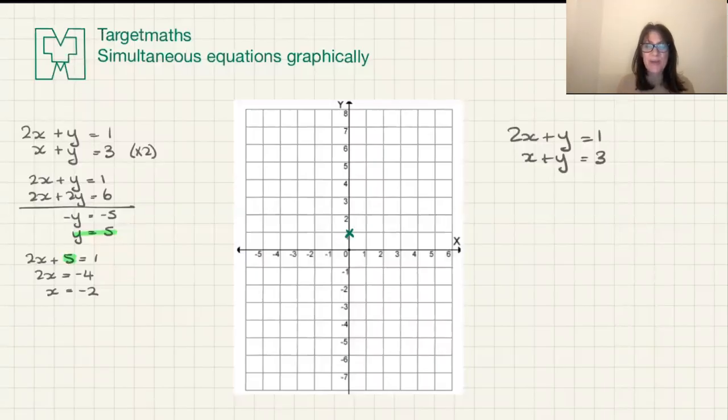Hi, and welcome to this quick how-to help video on solving simultaneous equations graphically.